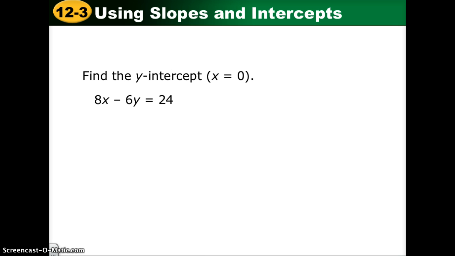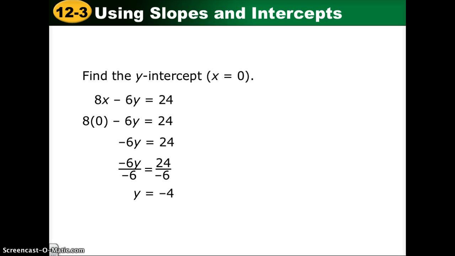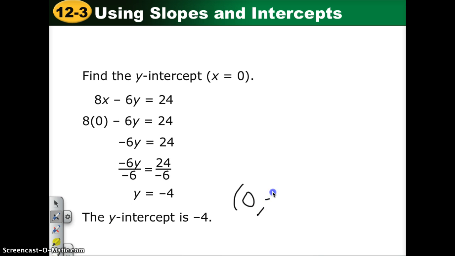For the y-intercept, we let x equal 0. So we get negative 6y equals 24, divide so that y equals negative 4, and we get our ordered pair for this. X is 0, y is negative 4.